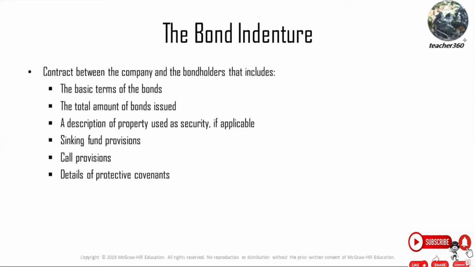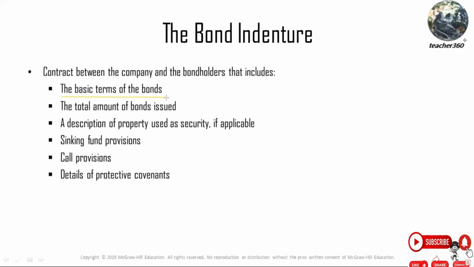So what is written? The first one is the basic terms of the bonds. How much should the bond value be? What should the coupon rate be? All these things should be mentioned in the basic terms of the bonds.